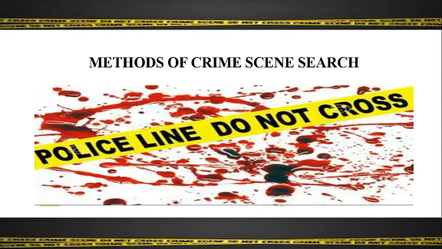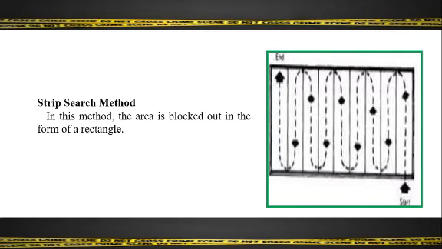Methods of crime scene search. First is the strip search method or yung tinatawag nating parallel method. In this method, the area is blacked out in the form of rectangle. So in this method, the virtual strips or lines are being imagined to walk through on the crime scene and look for the evidences. The method is well suited for crime scenes like classrooms where rows are present already. Each row can be considered as strip.